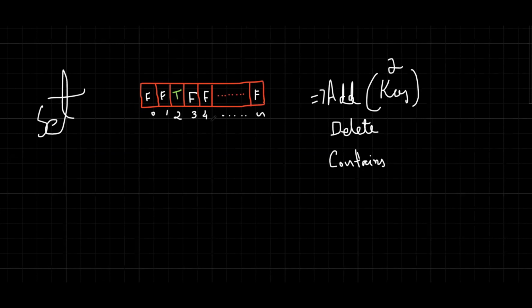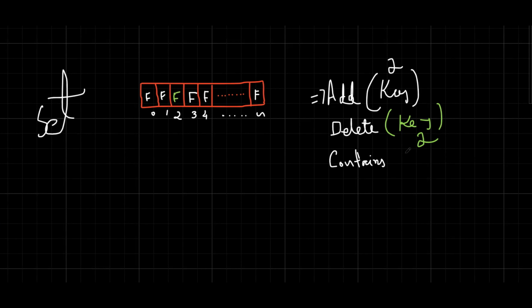Now, if we want to delete or remove a key, we have to simply do the opposite operation. Suppose we are deleting the element 2 right now. Currently the value of index 2 is true, the truthy value. So we have to simply update the truthy value to the falsy value. So here we will replace T by F.